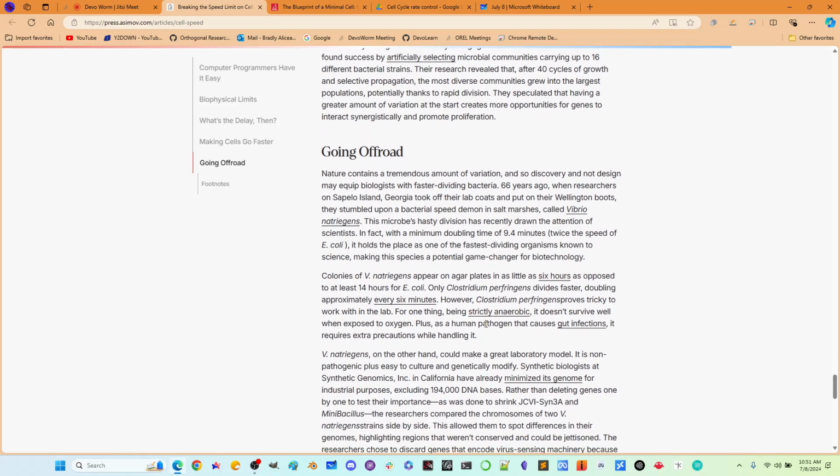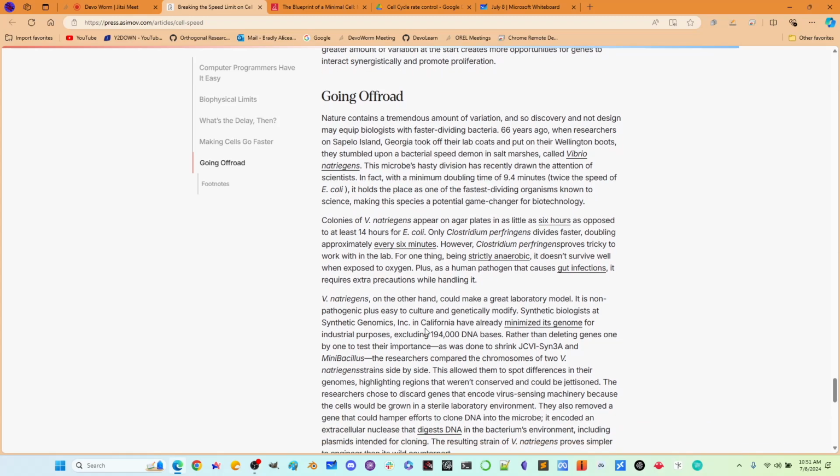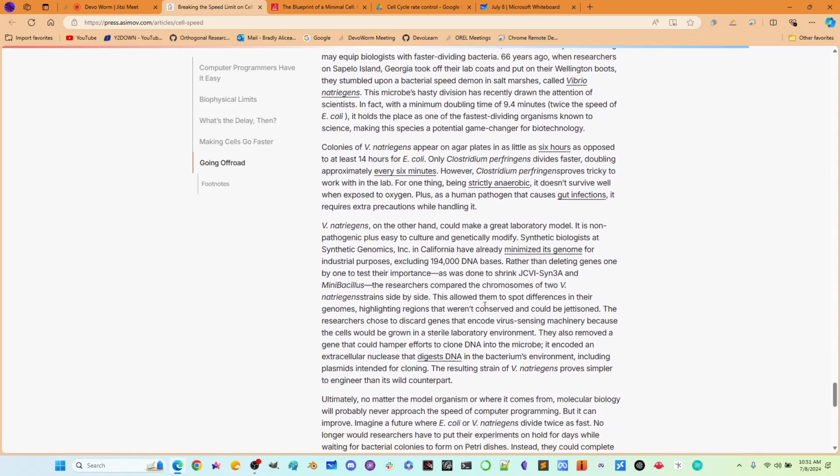Clostridium perfringens divides faster, doubling approximately every 6 minutes. However, Clostridium perfringens proves tricky to work with in the lab. So this Clostridium is hard to work with, and we would like to have Vibrio natriegens as the model organism. For one thing, being strictly anaerobic, it does not survive well when exposed to oxygen. Plus, it's a human pathogen, so it's hard to handle. But V. natriegens, of course, has none of these limitations. It's easy to culture and modify.